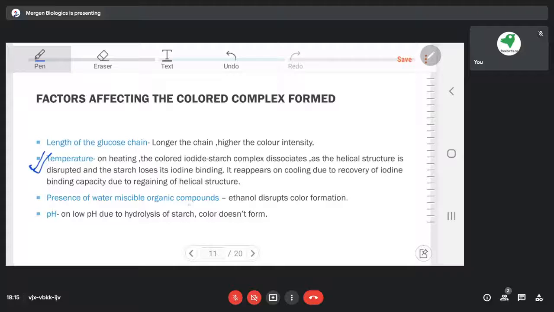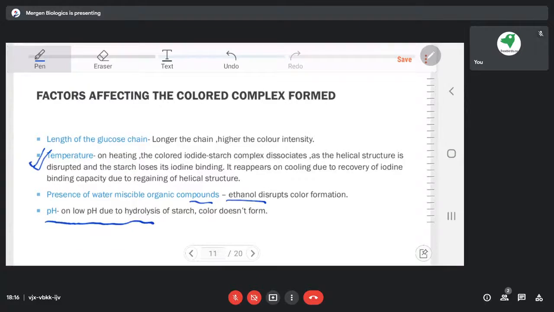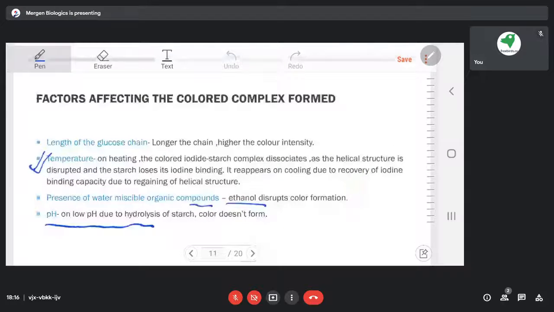Again, the presence of a water miscible organic compound like ethanol. If ethanol is present in the whole setup, then the color will be disrupted, or the color will fade, or the color will not form itself. Again, pH. In laboratory experiments, a very common factor is pH. At low pH, starch will get hydrolyzed, that is, it will get degraded. So then the color will not form.